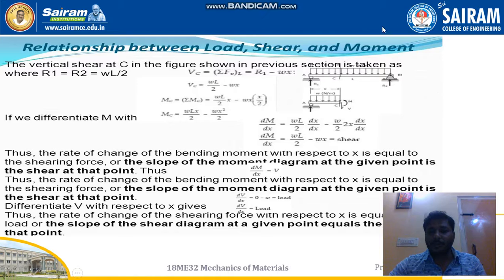We are going to cut one particular section and analyze it, at a distance of length x. We are just going to consider this. Now, the vertical shear at C, as in the previous section, we are going to consider that particular vertical section with notations.